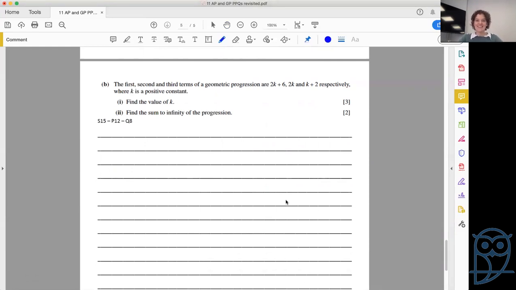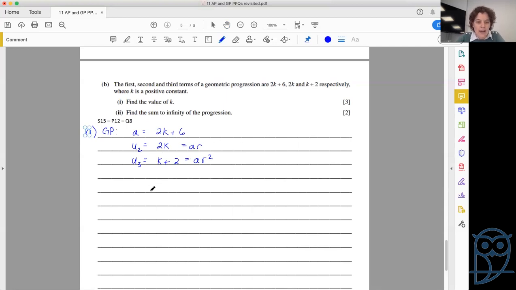Righty-ho. Well, we don't freak out, because just because there's letters in it doesn't change anything. Letters act like numbers. In some cases, letters are simpler than numbers. Right, so we get started. Part 1. Find the value of k. Well, first off, we want to do our summary. So first, second and third: a equals, U2 equals, U3 equals, and then 2k plus 6, 2k, and k plus 2. But we also know that this equals ar, and this equals ar squared.